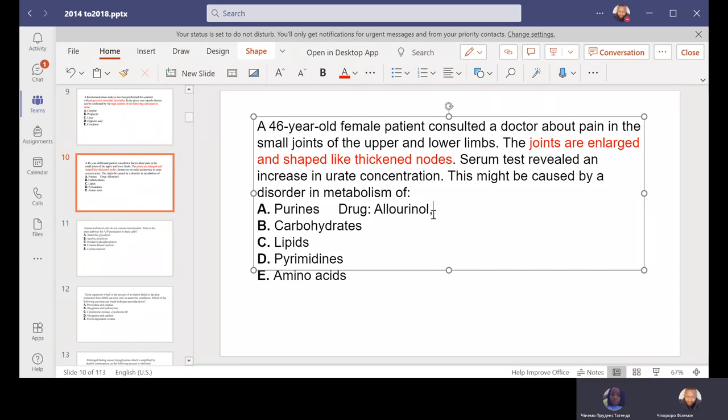Then the second thing, you just need to know the enzyme which is inhibited by allopurinol. Allopurinol, right. And the second thing you need to know about this gout is that the enzyme inhibited by allopurinol is called xanthine oxidase. Xanthine oxidase, yeah.